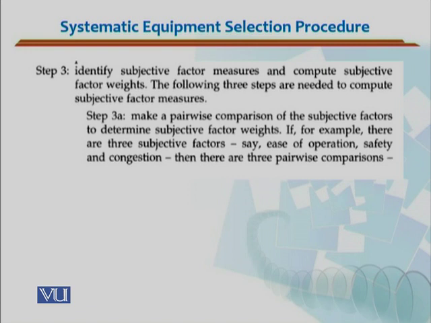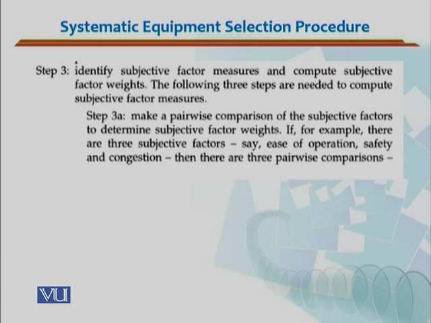The following 3 steps are needed to compute the subjective factor measures. So there are 3 sub-steps. That would be step 3A, B, and C. First of all, make a pairwise comparison of the subjective factors to determine subjective factor weights. For example, if there are 3 subjective factors, say ease of operation, safety and congestion, then there are 3 pairwise comparisons.